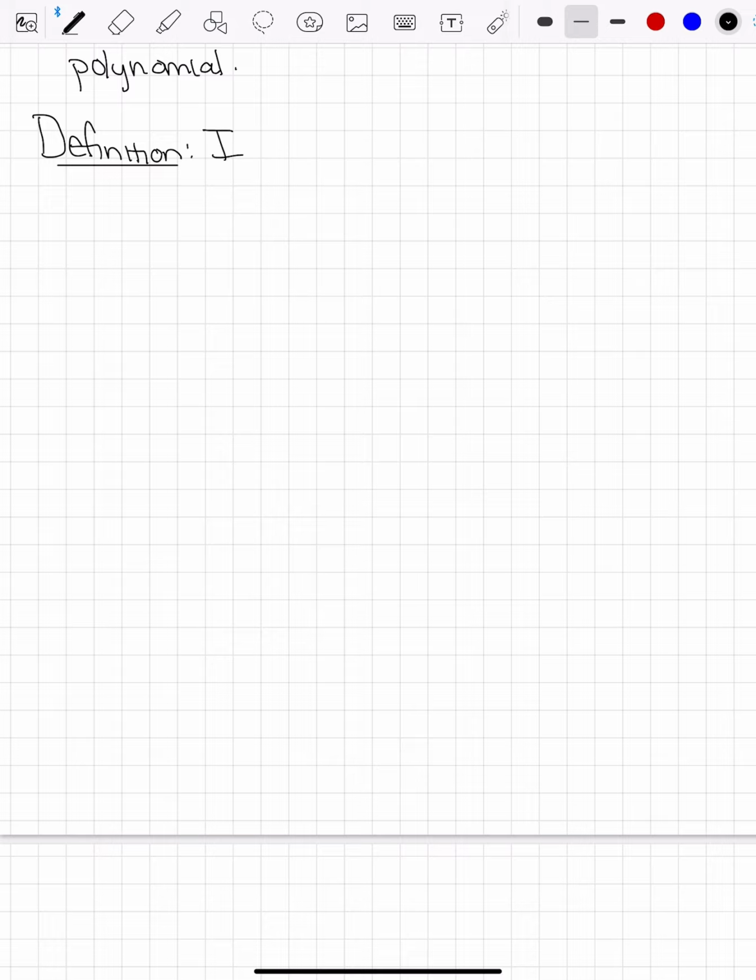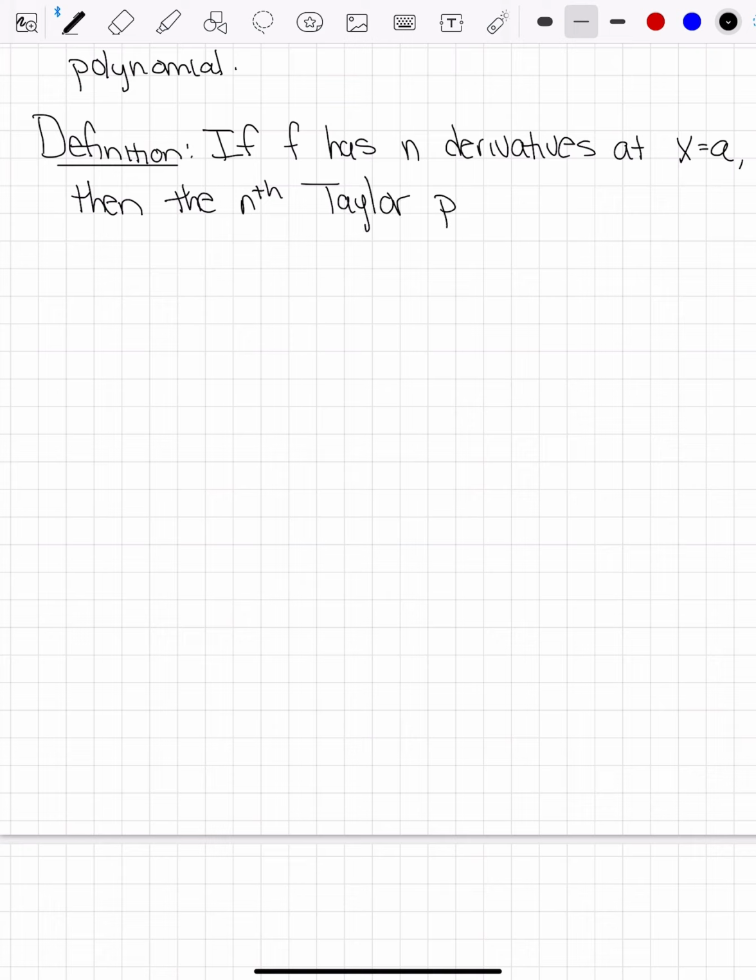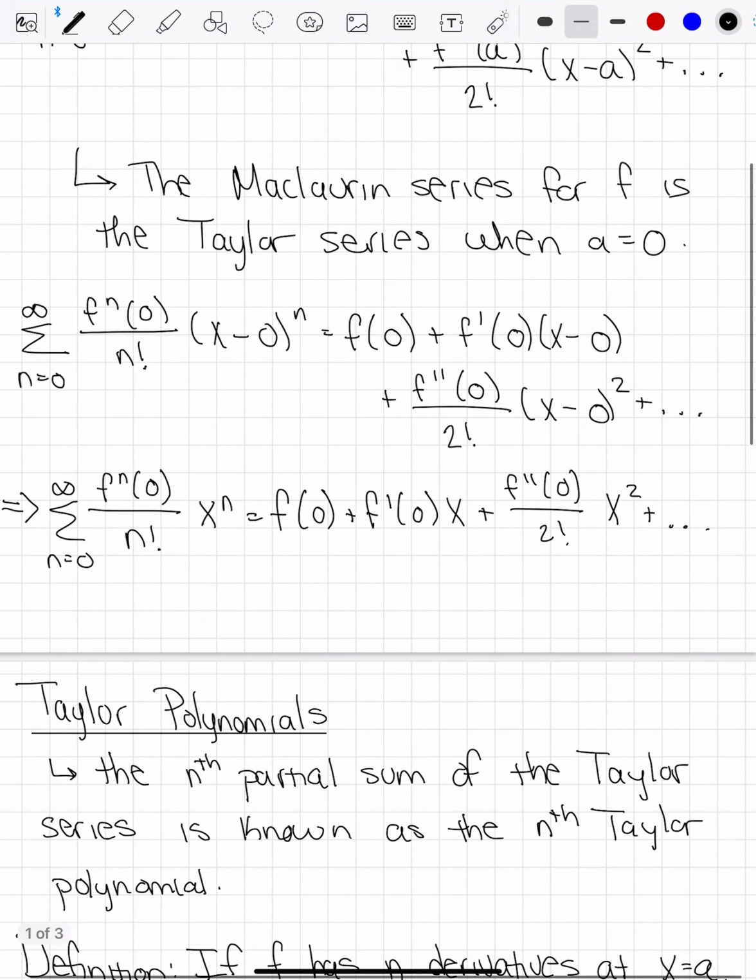So that's what we're doing here. So if f has n derivatives at x equals a, then the nth Taylor polynomial for f at a is, and the notation we use is P with a subscript n denoting the nth Taylor polynomial. And then, right, we do the same thing. It's just like the first n terms of the series.